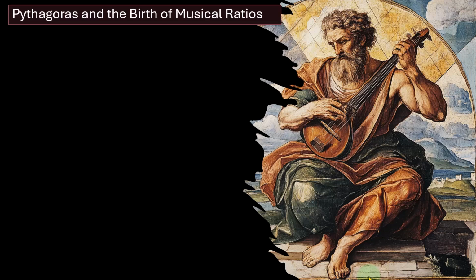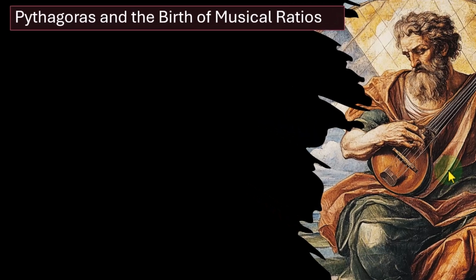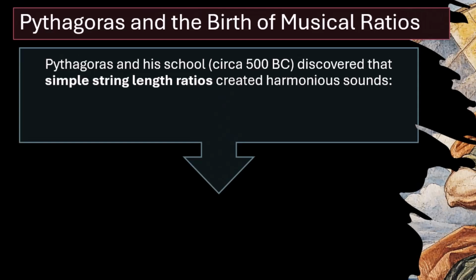All right, so we have to go back to good old Pythagoras and the birth of the musical ratios. Now, Pythagoras didn't have a lute, I don't believe. He was playing like with one string to try to figure out the ratios and whatnot. But this is just a picture from AI to get us an idea. He's an ancient Greek guy.